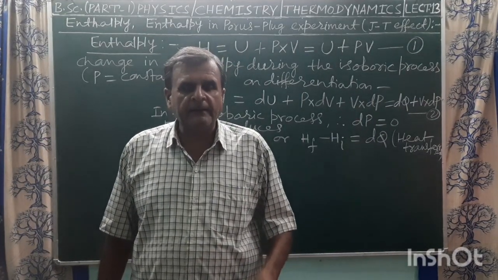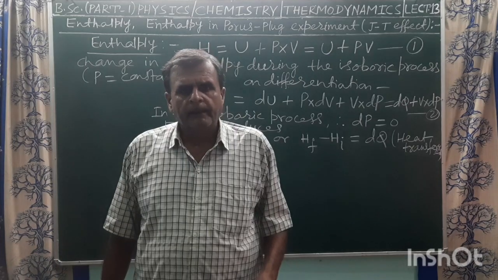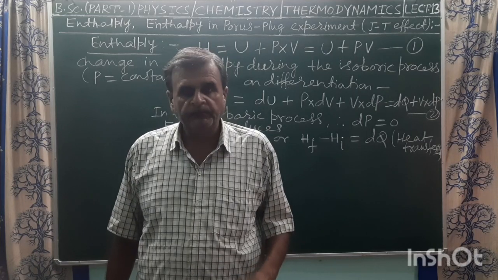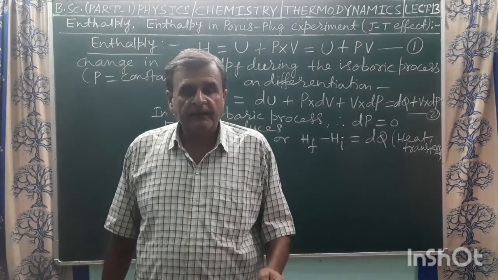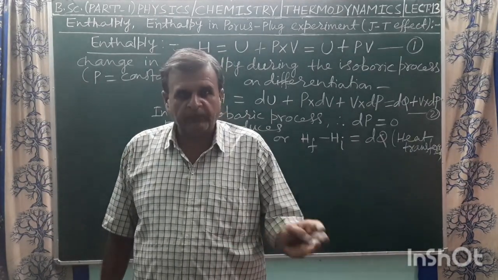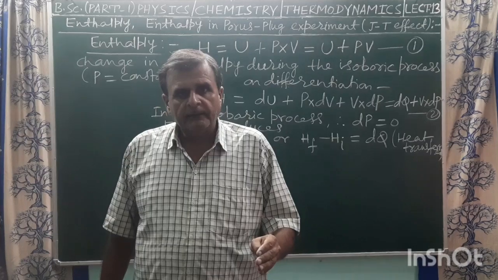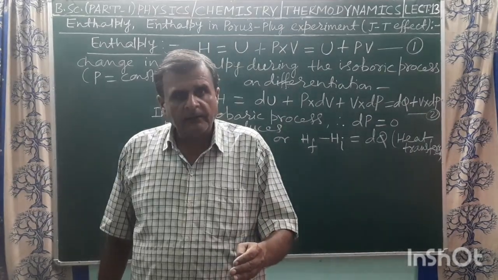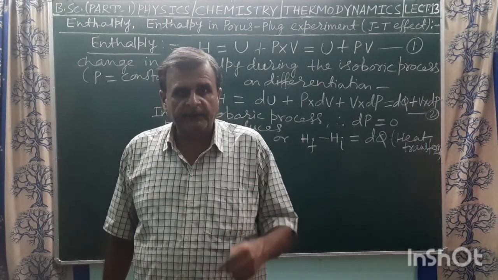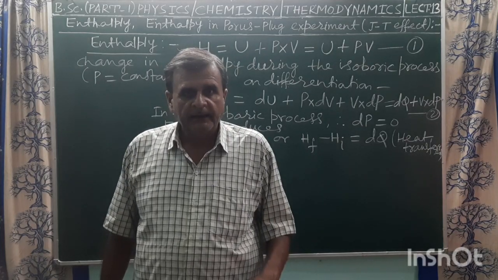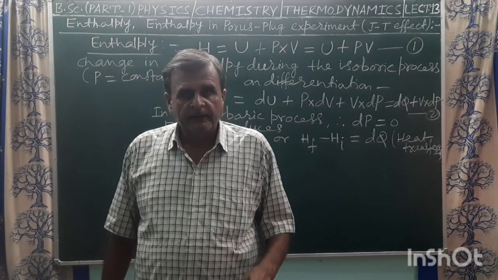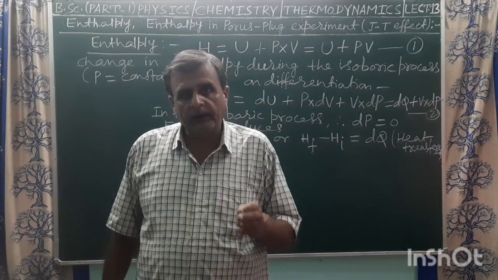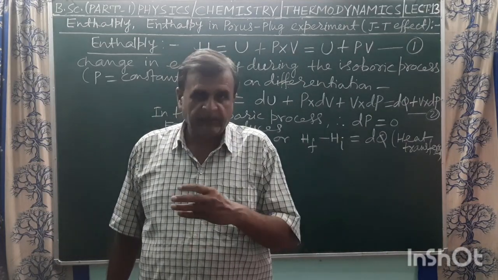Joule-Thomson effect is when a gas is allowed to pass through a porous, insulated porous plug, keeping a pressure difference on both sides of the porous plug. Then after passing the gas through the porous plug, the temperature of the gas falls, that is decreases, and it is known as Joule-Thomson effect or throttling process or the porous plug experiment.